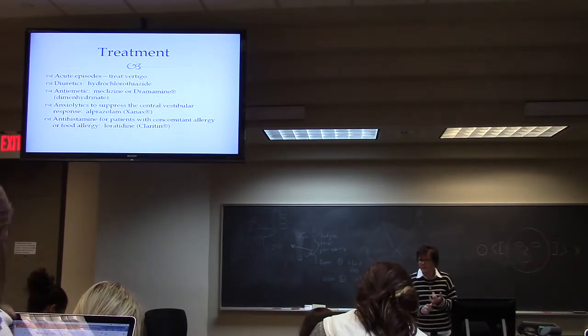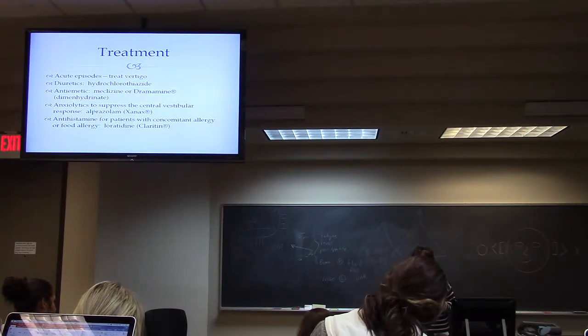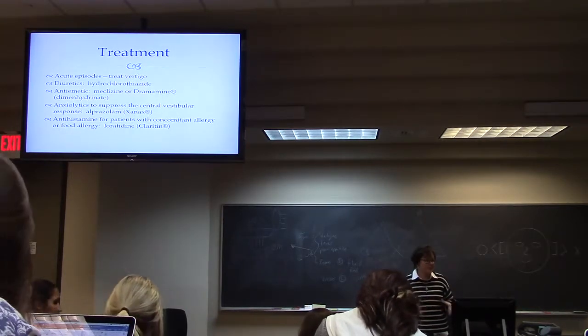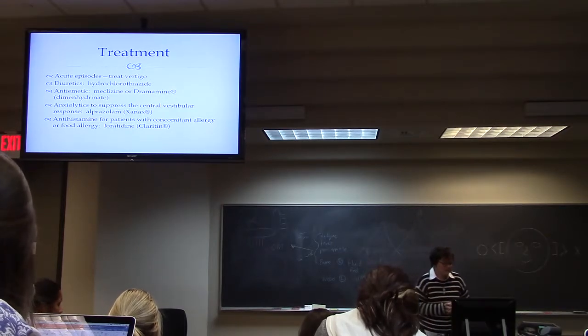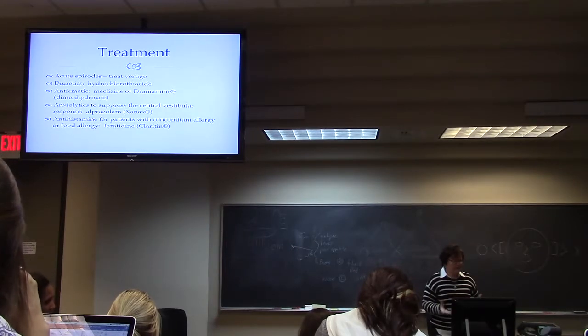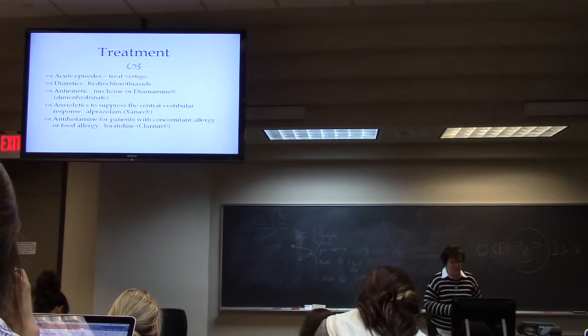The one difference, which doesn't always make sense until you understand the pathophysiology, is to use a diuretic. So hydrochlorothiazide is a diuretic, and that would be the drug of choice. It's very inexpensive, easy to take, and has a very low side effect profile. Antiemetics, again, meclizine, Dramamine, or dimenhydrinate can be used.